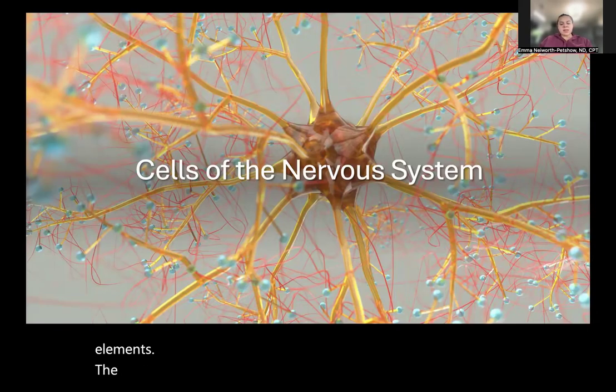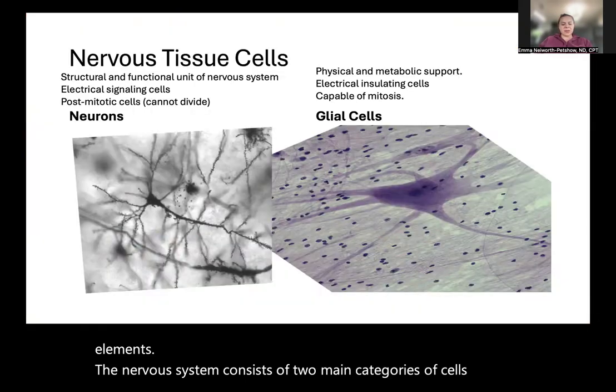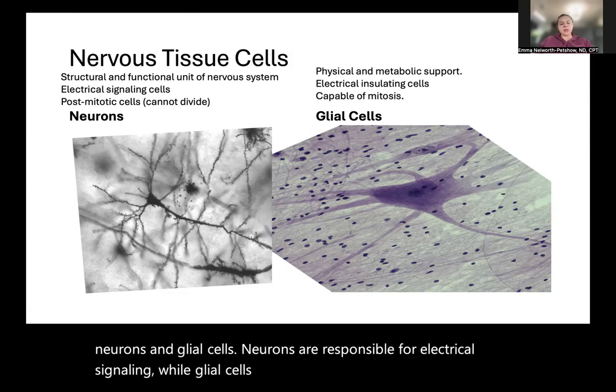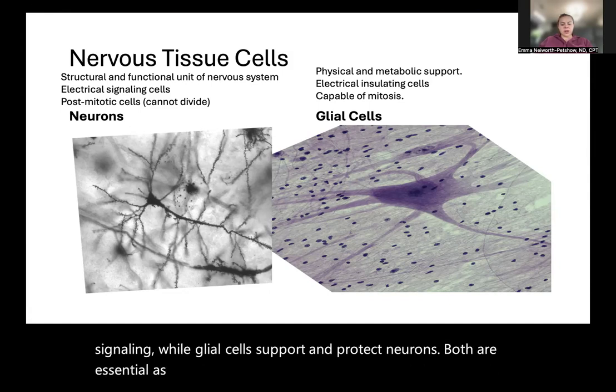The nervous system consists of two main categories of cells, neurons and glial cells. Neurons are responsible for electrical signaling, while glial cells support and protect neurons. Both are essential, as neurons cannot function without glial support.